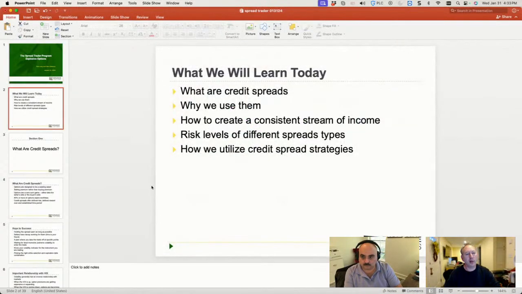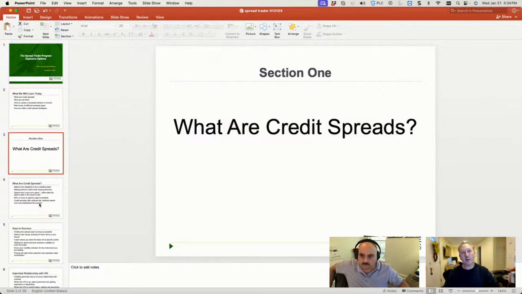But here's what we're going to talk about. Here are the slides. Here's what we're going to learn today. We're going to talk about credit spreads. Now, Sam does not just do credit spreads, but also debit spreads. We'll talk a little bit about that, why we use them, how to create a consistent stream of income, different risk levels of different types of spreads, and how we utilize credit spreads.